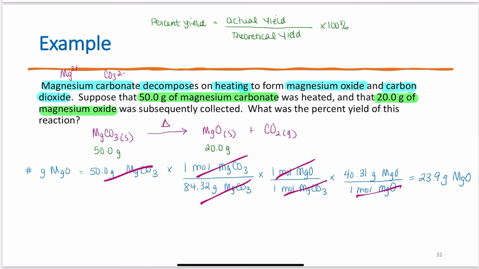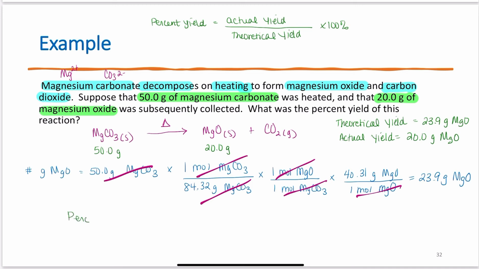Now I can go ahead and calculate my percent yield. So I know my theoretical yield, because I just calculated it, is 23.9 grams of magnesium oxide. I know my actual yield because it was given to me in the question. In lab, you would measure this yourself. It is 20 grams of magnesium oxide.